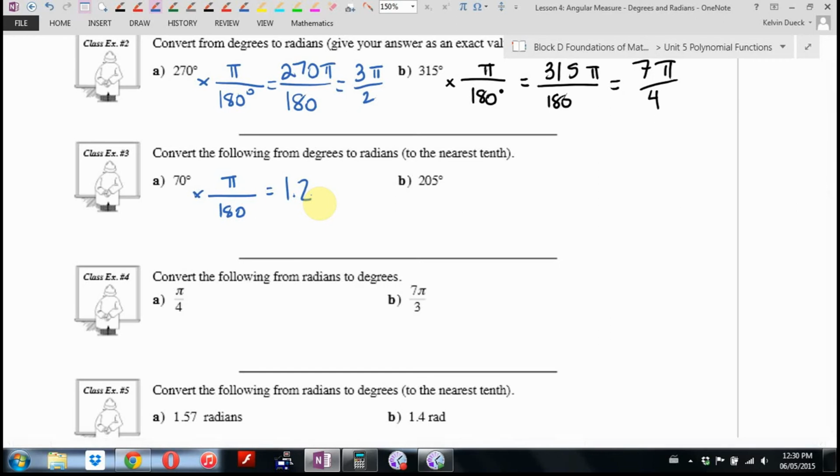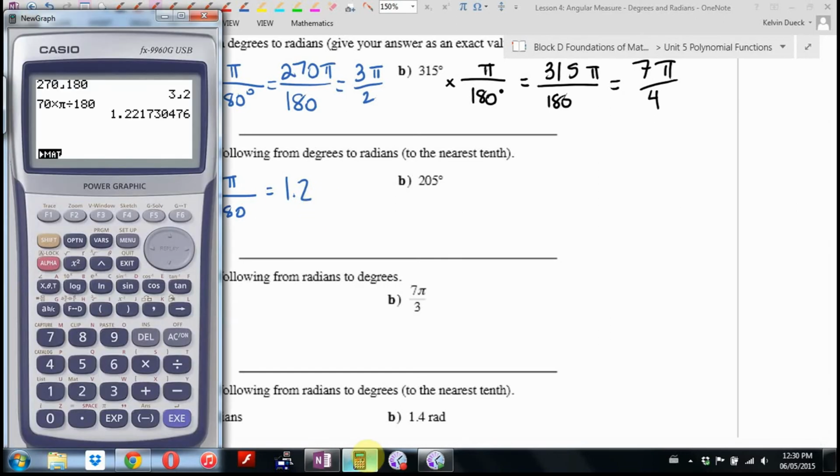Look up. Shift EXP right there. And please use the pi button. Don't use 3.14. That's terribly inaccurate. Don't type 3.14. Use the pi button.